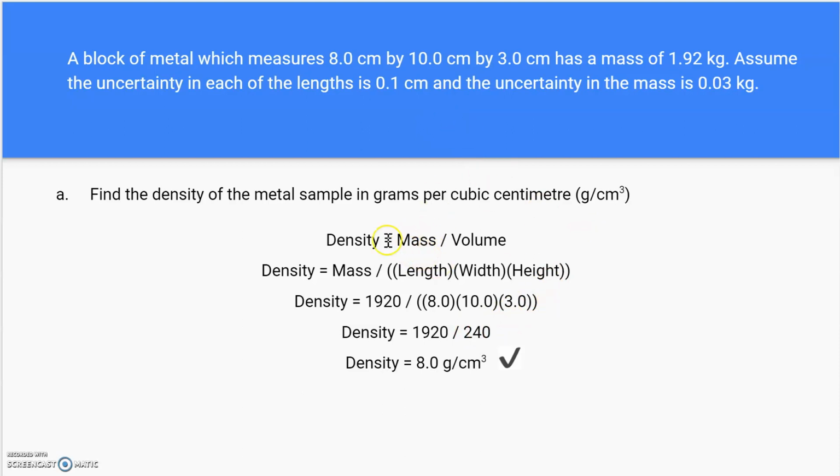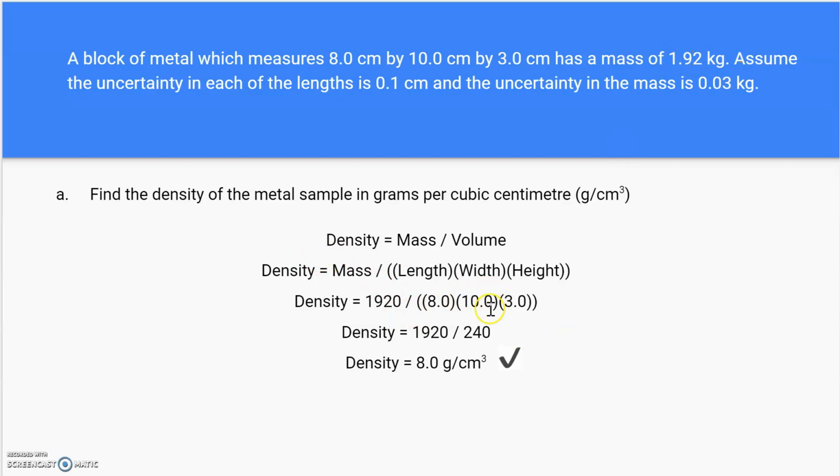Now for the mass variable, we have a numerical value that's given to us: 1.92 kilograms. However, if we look at the units that we are asked to give our answer in, it says grams in the mass part of the density. So those kilograms do need to be transformed into grams before calculating that density. We'll just go ahead and multiply that 1.92 times 1,000 to get 1,920, and that would be in grams.